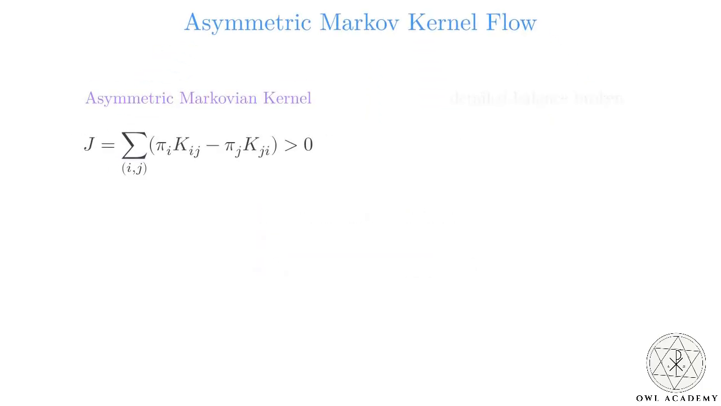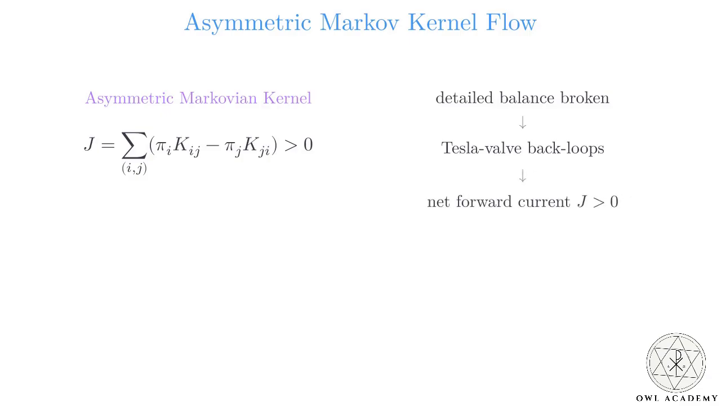We'll see how the asymmetric kernel, K sub p tau, breaks detailed balance. Backflow gets trapped in self-impeding loops, like a Tesla valve. The result is a strictly positive net current J that drives the 12-channel clock forward. Let's work through it on the diagram.